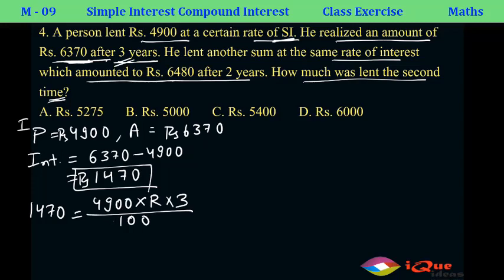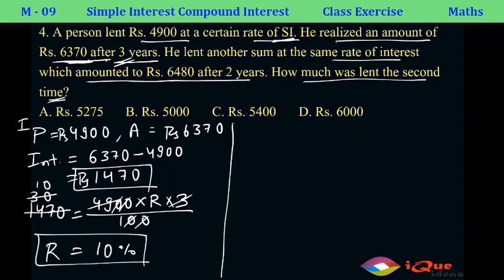Let's see how. 0 and 0 are cancelled, 0 and 0. 49 cancels 147 3 times, so it is 30. And then 3 cancels 30 10 times. So from the first case, we get the rate equal to 10%. Right? And it is the same rate in the second case also.